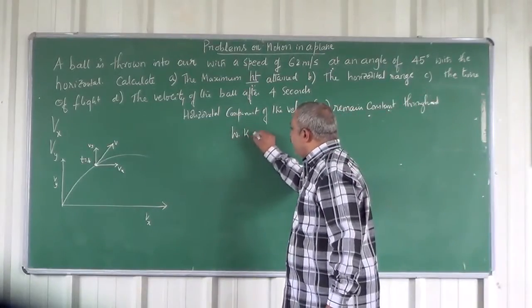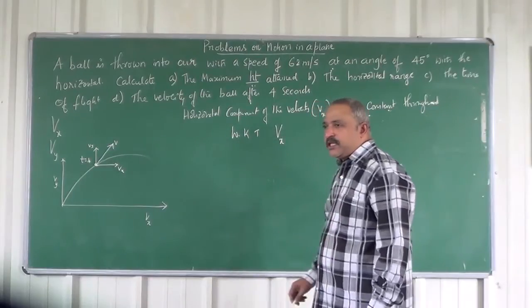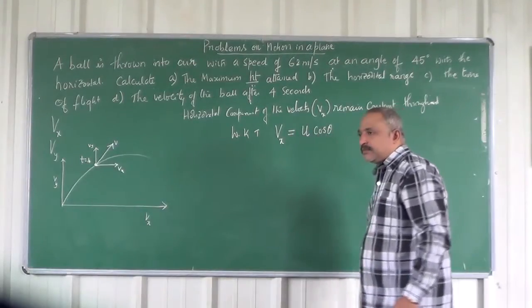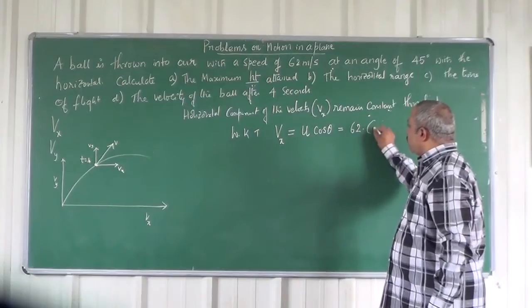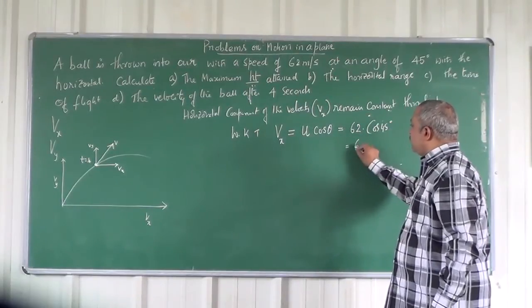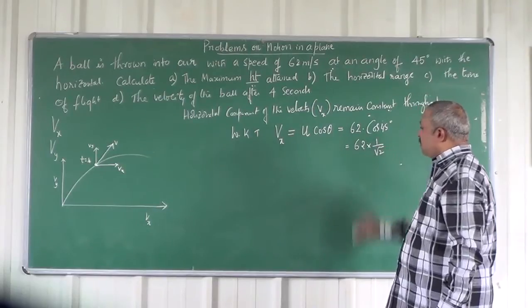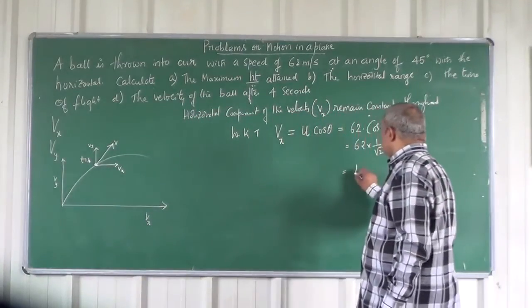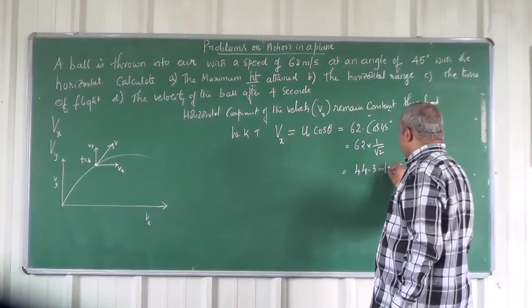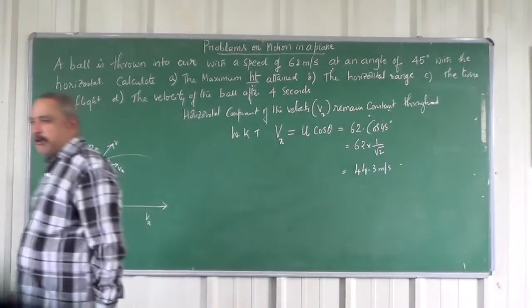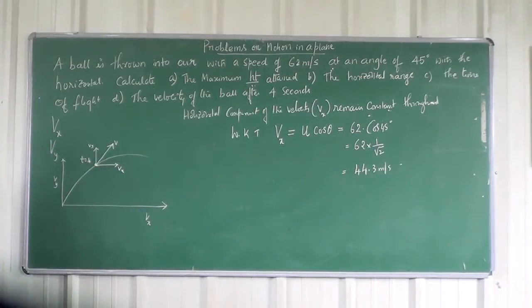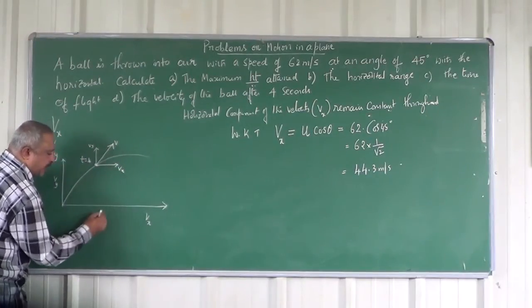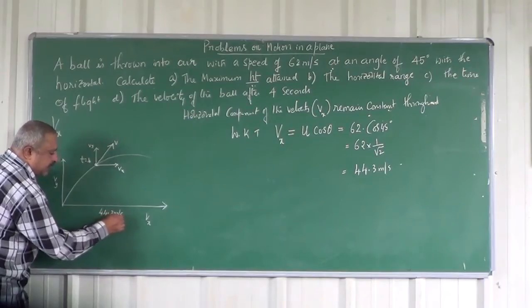We know that the horizontal component of the velocity Vx. What is the formula for the horizontal component of the velocity? u cos theta. That is equal to 62 into cos 45, that is 62 into 1 by root 2. 62 into 1 by root 2 gives around 44.3 meters per second. So the ball is moving horizontally, that means along the x-axis, it is moving at a velocity of 44.3 meters per second, like this.